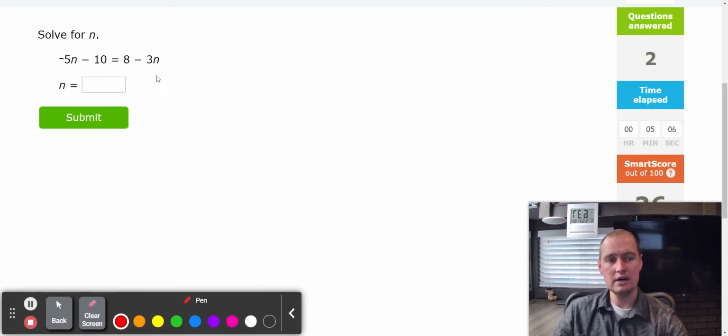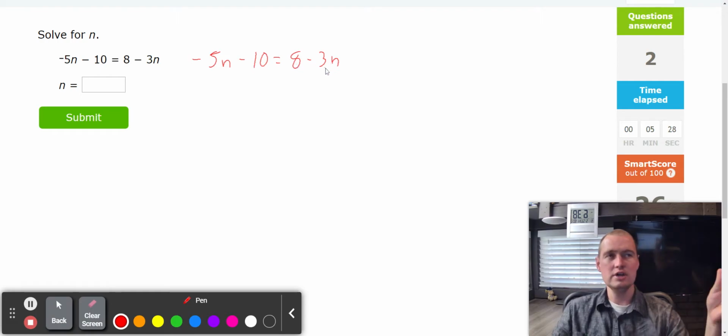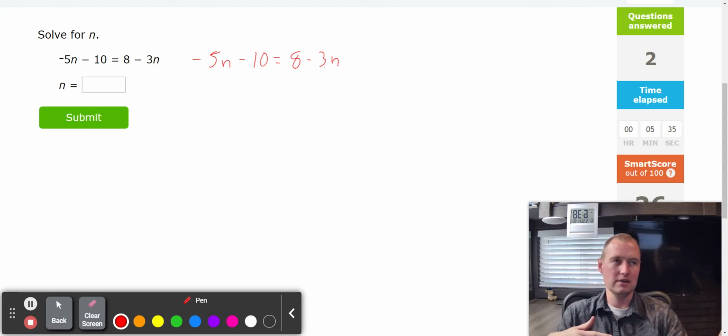This one looks a little bit different. We got negative 5n minus 10 equals 8 minus 3n. This one's kind of tricky because look, we got an n on the left side with a constant. Then we have another constant here and n on the right side. It doesn't actually matter which side you move the variables to. You just got to get all the variables on one side and all the constants on the other side. But I just try to do it the easiest way possible.